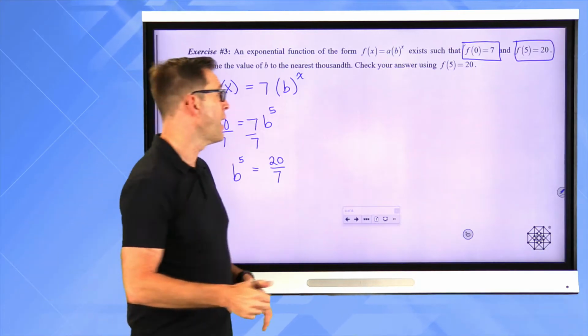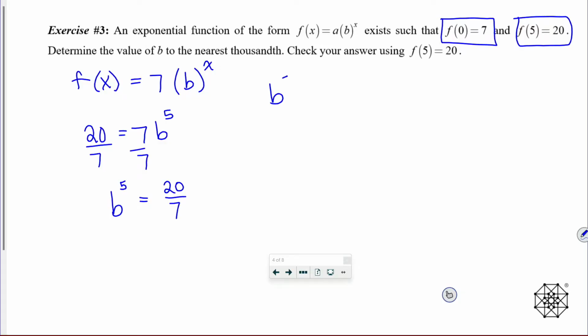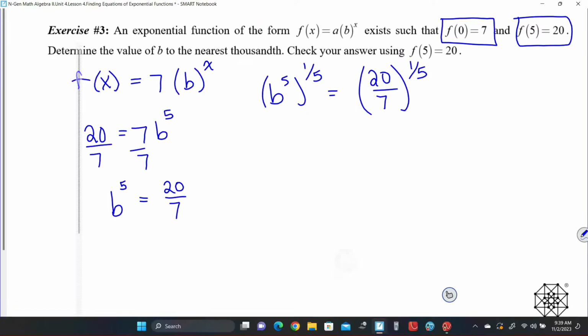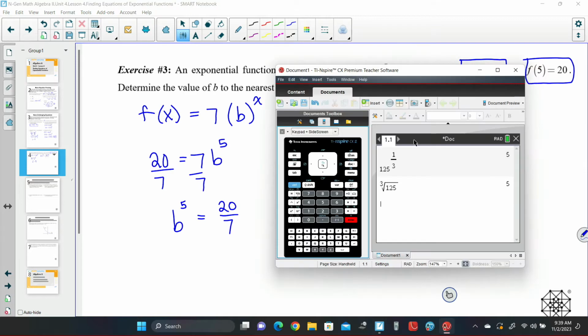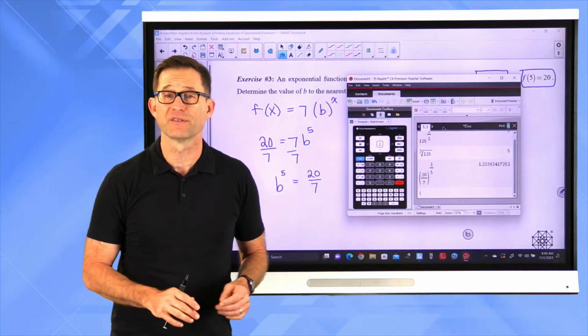Simple enough. Now what I'm going to do is say, well, b to the 5th raised to the 1/5, or to the 5th root, either way, is equal to 20/7 raised to the 1/5. Again, just going back to my calculator really quickly. I'm going to do parentheses, go with my fraction, 20/7 raised to the 1/5, and I find that my b is 1.234, which I sort of love, to the nearest thousandth.